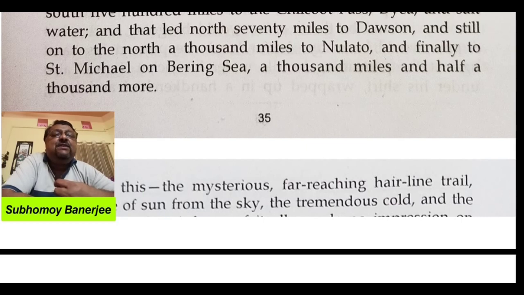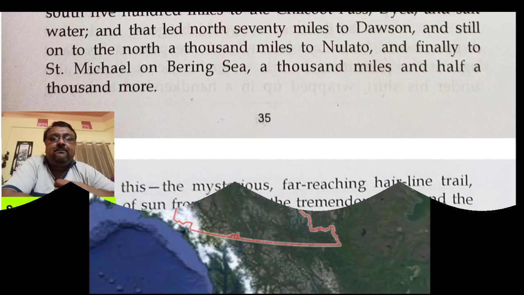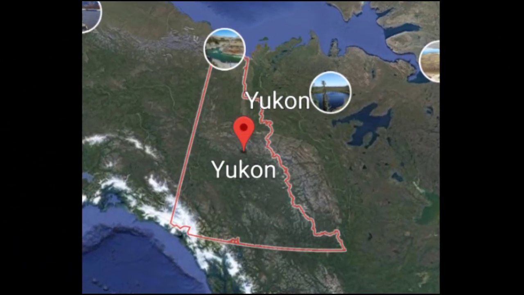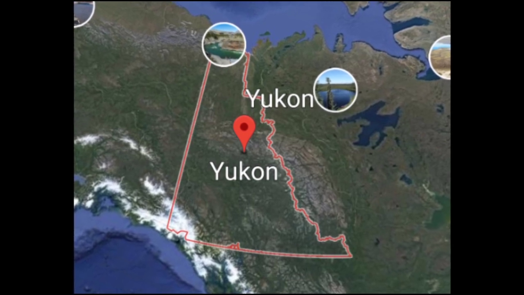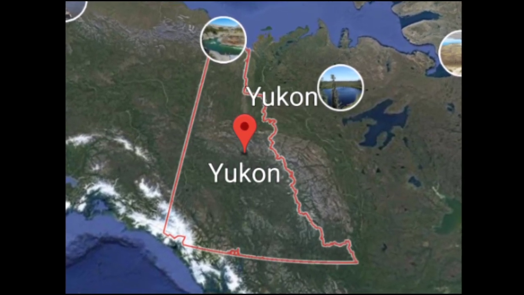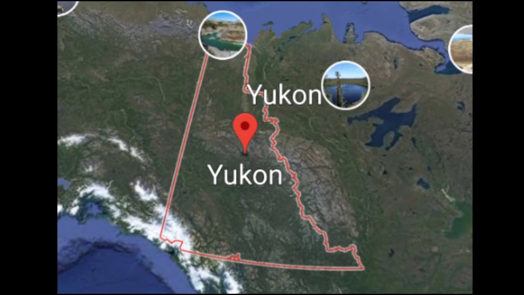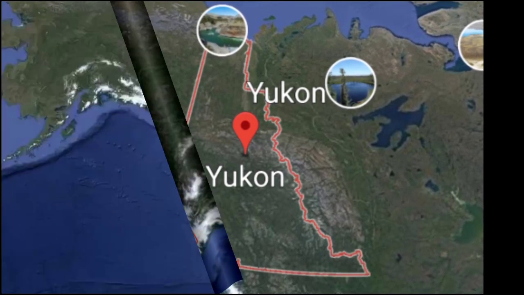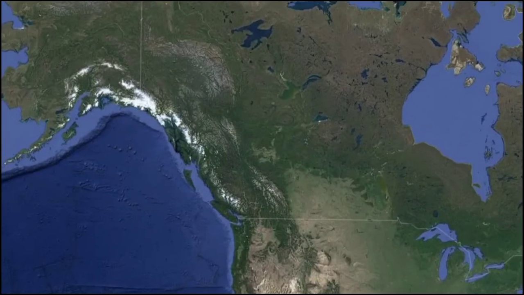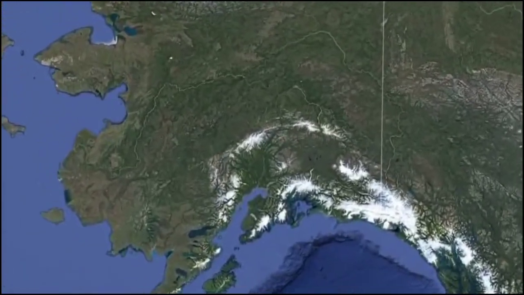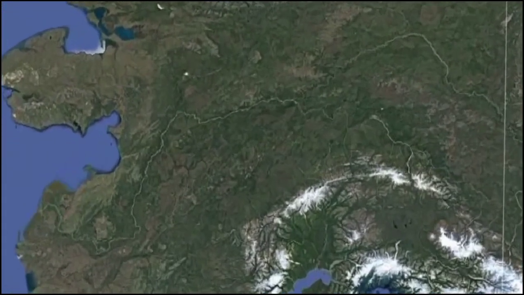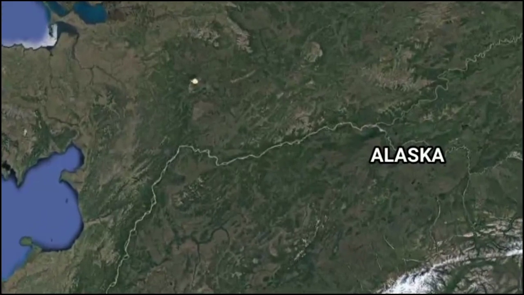So that brings us to the end of page 35, and we move on to page 36. So here on the screen, students, you can see the area which is bordered with red. It is actually the Yukon region of Canada. And now let us zoom in. Now you can see that straight vertical line that demarcates Canada and Alaska.